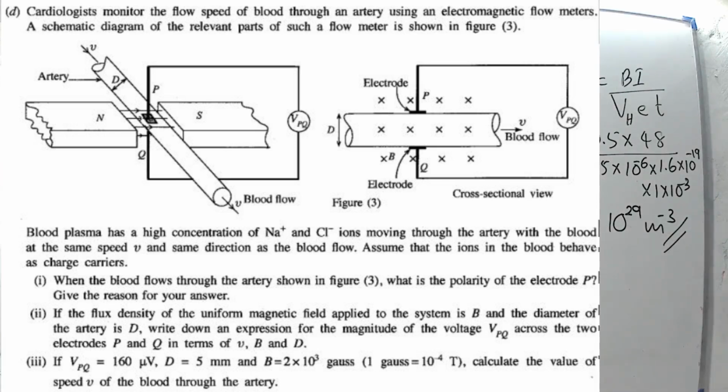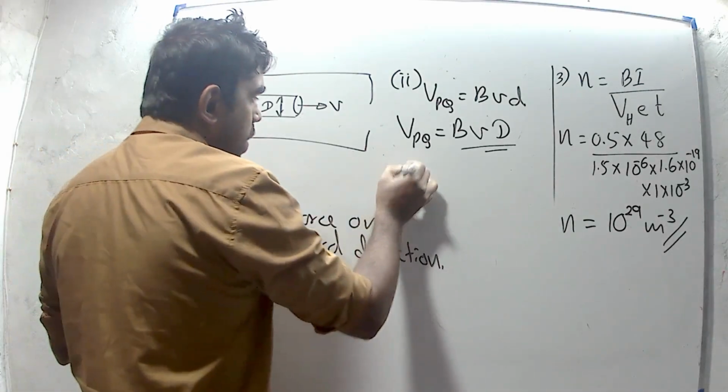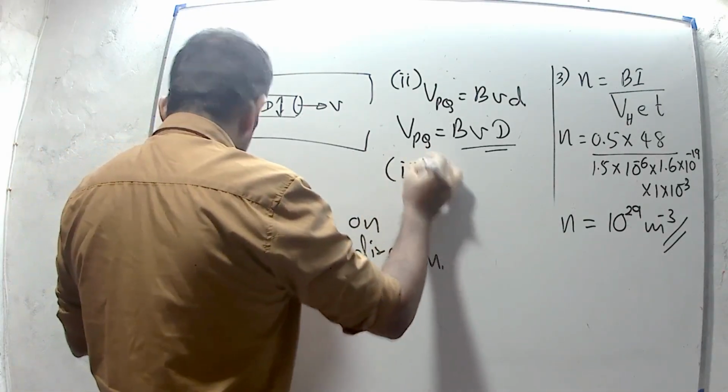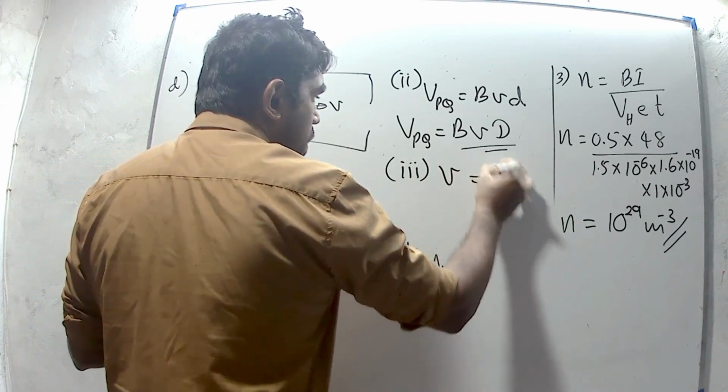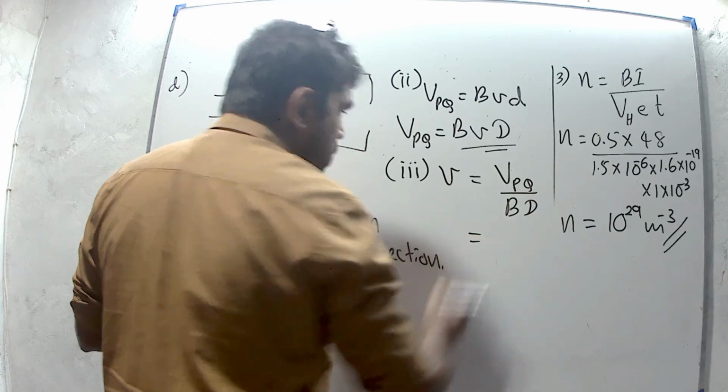Part 3. If VPQ is 160 microvolts, D is 5 millimeters and B is 2 × 10^-3 Gauss. They have given that 1 Gauss is 10^-4 Tesla. Calculate the value of the speed of blood through the artery. We have to calculate velocity. Then I will make velocity the subject: VPQ divided by BD. We have to substitute values.